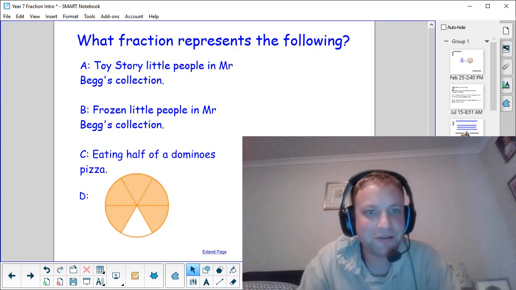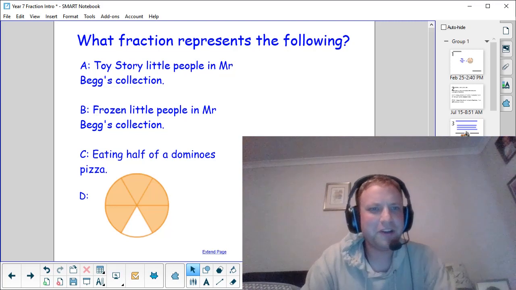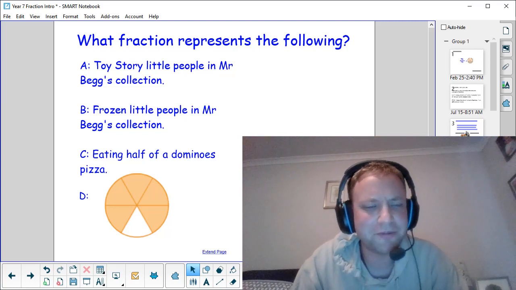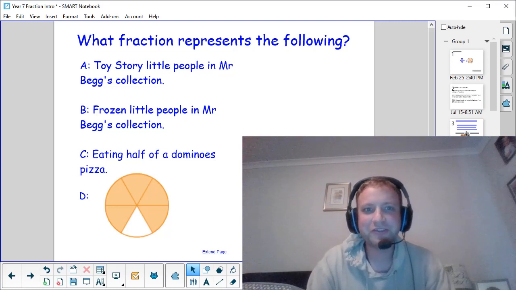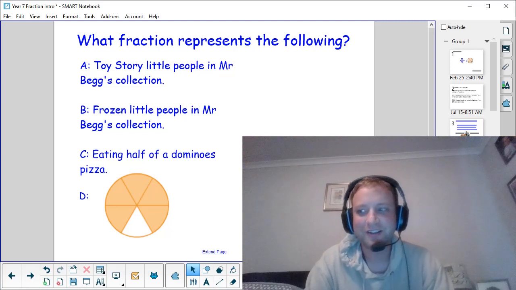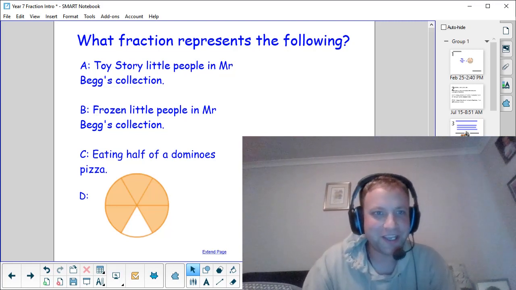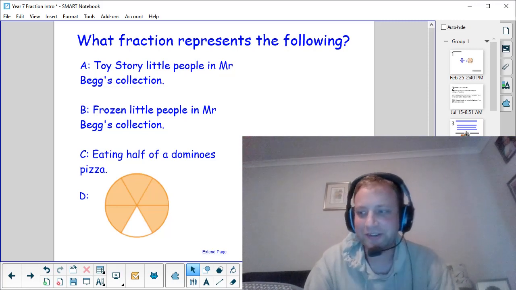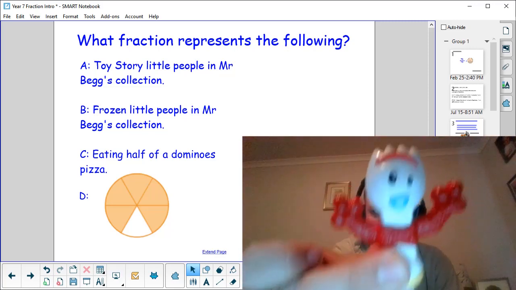A and B are about my little people collection. So we want to know how many Toy Story little people are in my collection. So this is a really, really easy question, as long as you know how many little people I have in my collection, and then you just have to figure out how many were in Toy Story. So I know the answer, but for you guys to know the answer, I'll probably have to show you my collection.